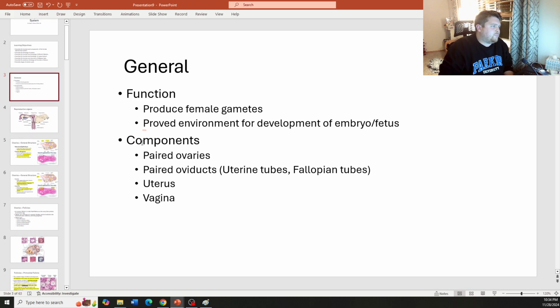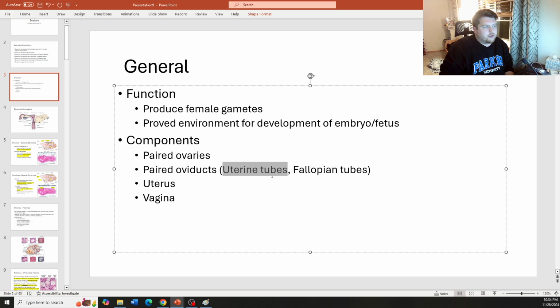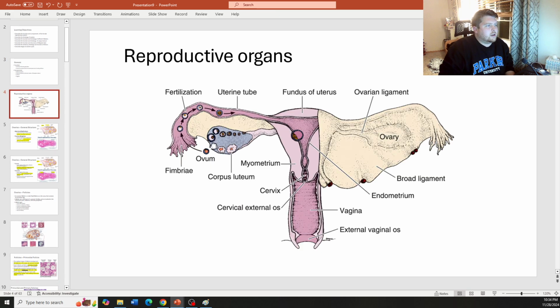Okay, so the components: we have the ovaries, the oviducts, aka uterine tubes, aka fallopian tubes. Any of those words you're going to see, it's just fine. And the uterus, and then the vagina. So here is our reproductive organ overall. We have the ovaries here. We have the fallopian tube, the uterus, and then the vagina with the cervix separating the vagina from the uterus.